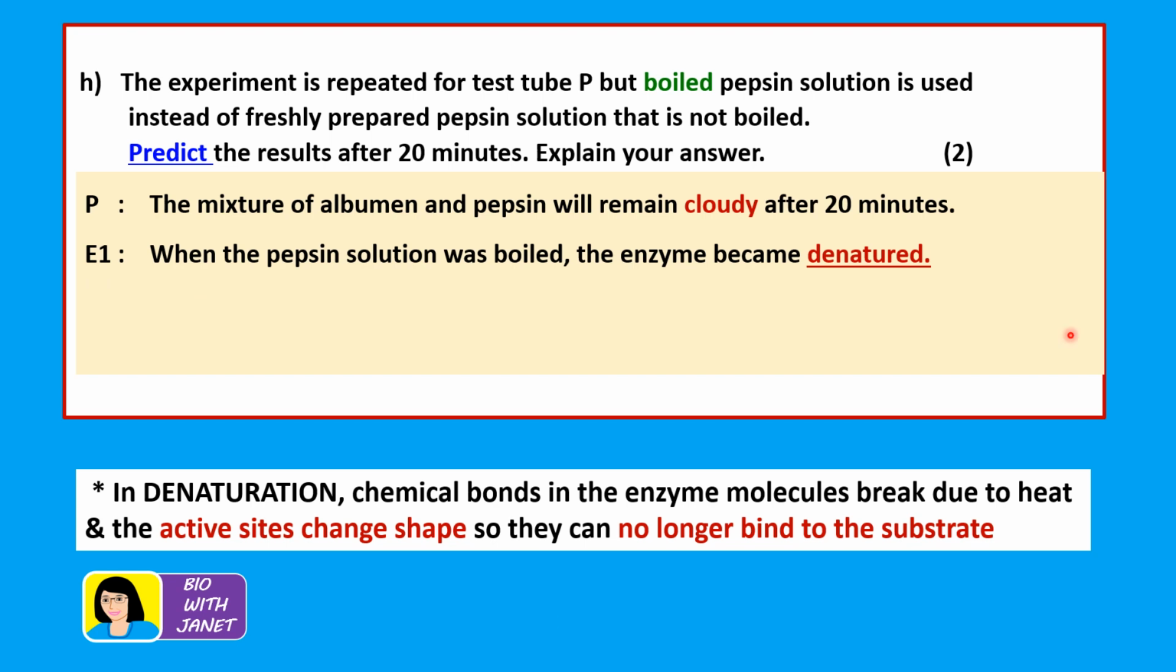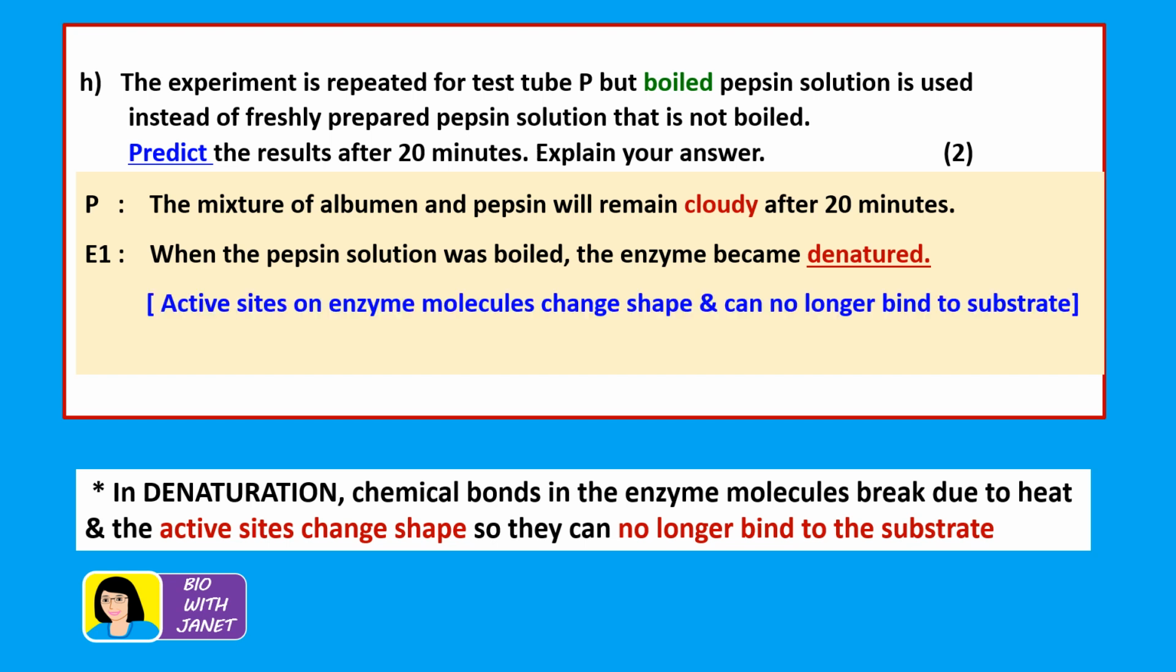So when the pepsin solution was boiled, the enzyme was denatured, right? Now what is denaturation? As we discussed in the previous video on amylase, in denaturation, the heat is applied to the enzyme, right? Look at this comment below. Chemical bonds in the enzyme molecules will break due to the heat, and then the active sites in the enzyme molecules will change shape, okay? So they can no longer bind to the substrate. So the rate of reaction will be reduced, even until 0, no reaction. Here I write active sites on enzyme molecules change shape.